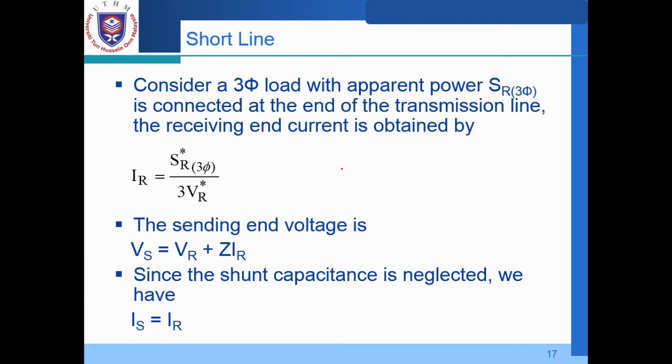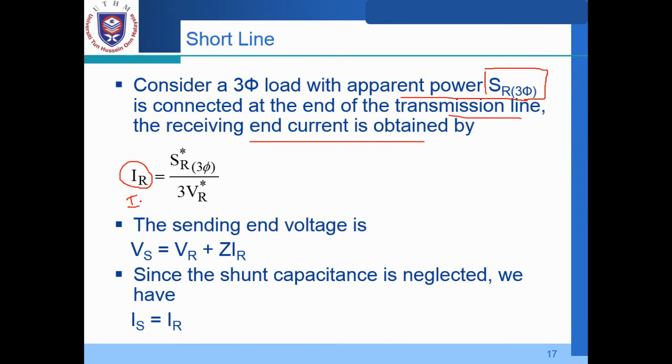Again, consider a three-phase load with apparent power. So this is at the receiving end part. Okay, so this is the elevation of apparent power. S_R three-phase is connected at the end of the transmission line. So the receiving end current is obtained by I_R equal to S_R conjugate three-phase over 3 V_R. Okay. So this is, again, I phase.